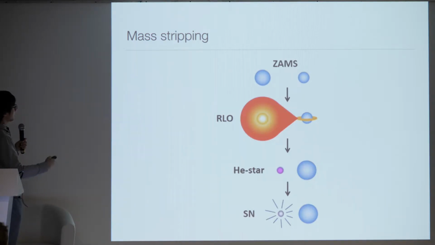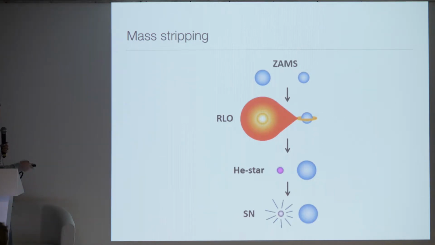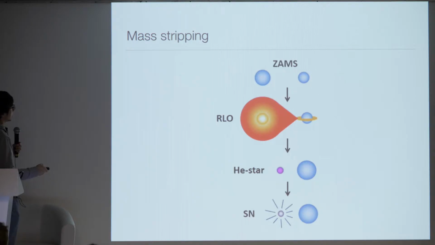And in the end, as long as this star has a hydrogen-rich envelope, it can try to expand, and this star can keep stripping the mass. And then at some point, of course, this star will lose all the hydrogen, and then it can no longer expand. So then the other star will have a lot of mass from this system, but this star only has a helium core. And then this helium star can evolve, and it will end up with a supernova explosion if it's massive enough.